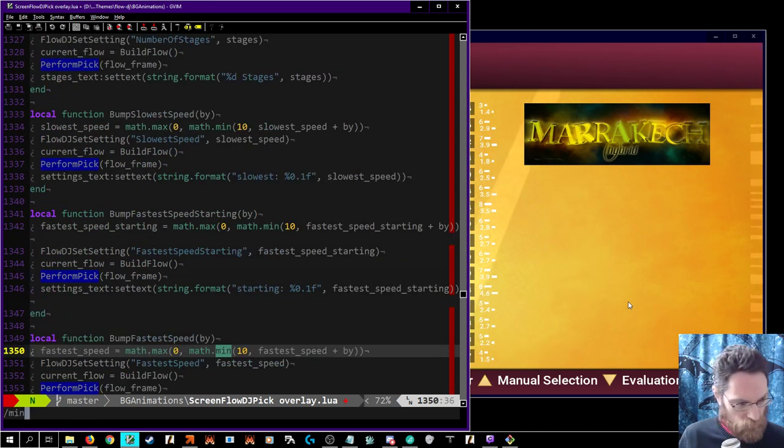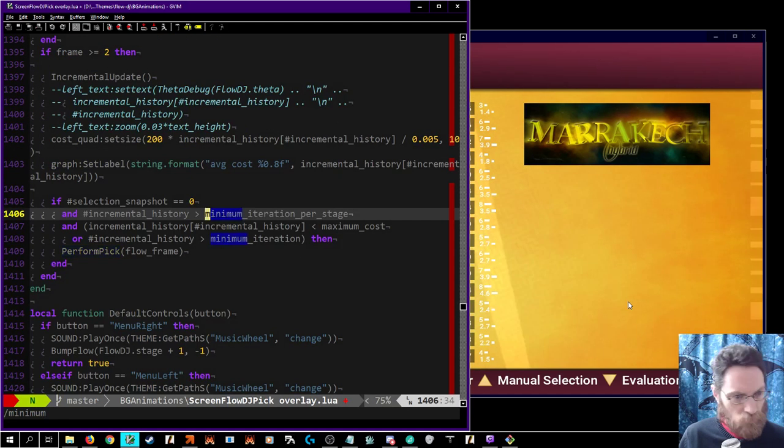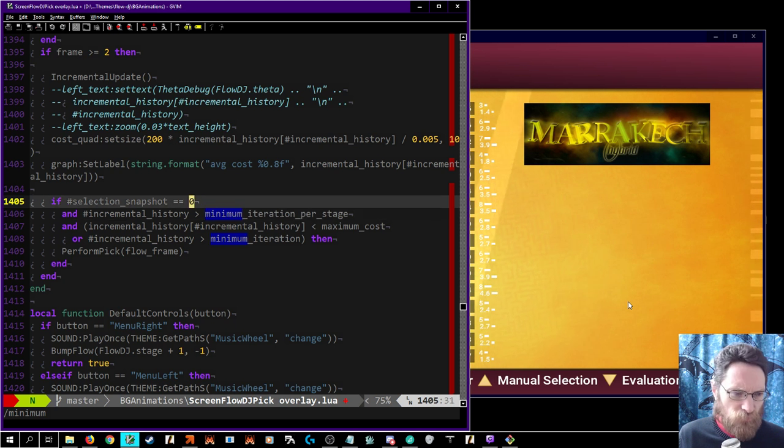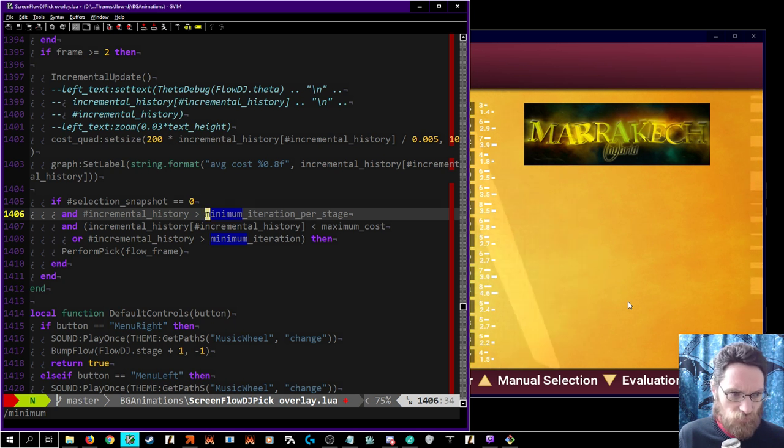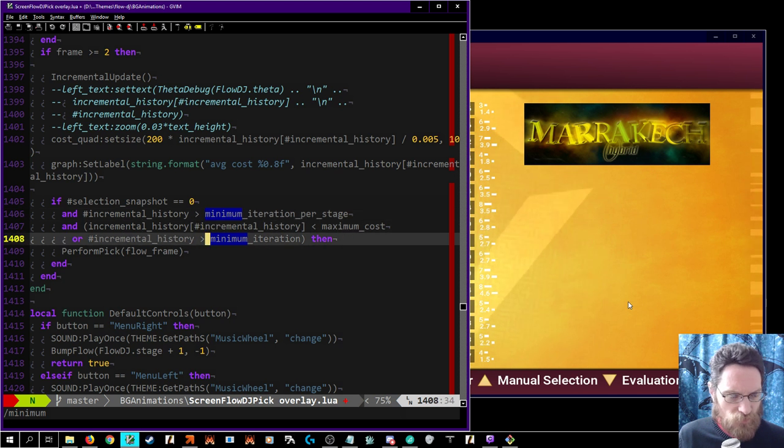So let's minimum iterations per stage. So we would want this to wait. Well, this is only in the first one. So that means that there would essentially be no minimum iteration. Do we force these parameters at all? Or just let you stop it whenever you feel it's good enough?